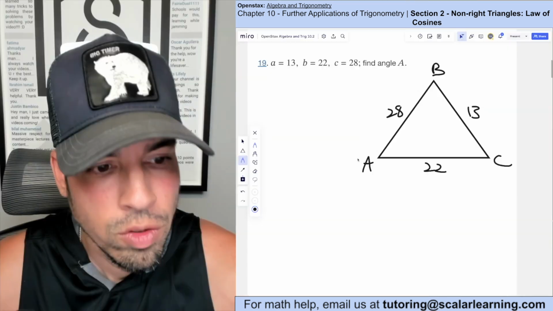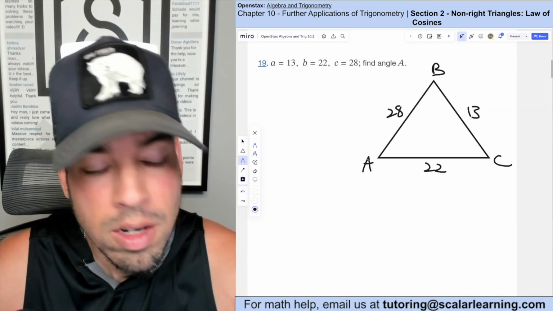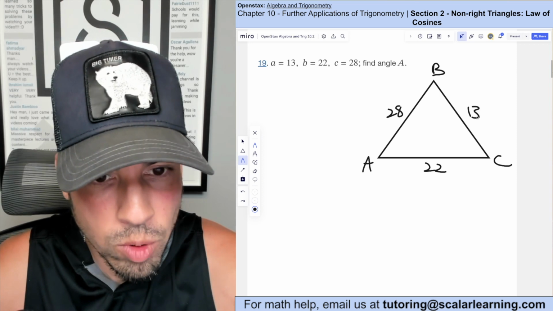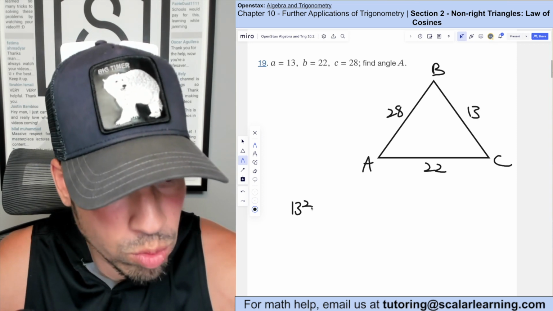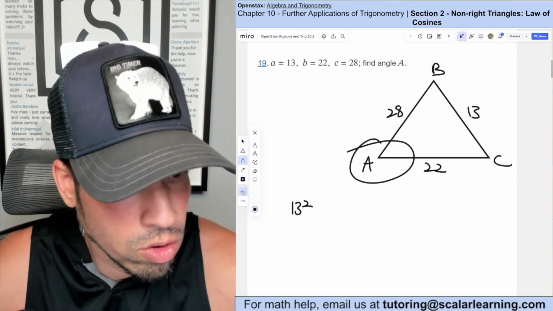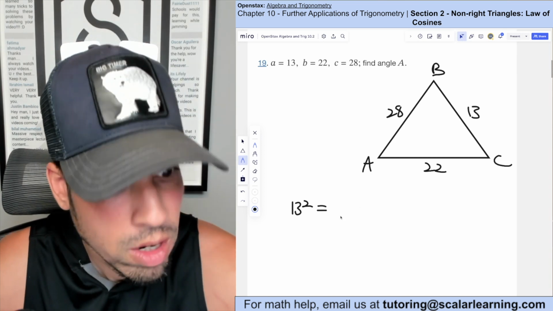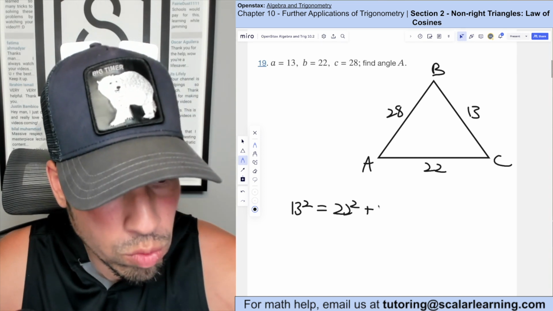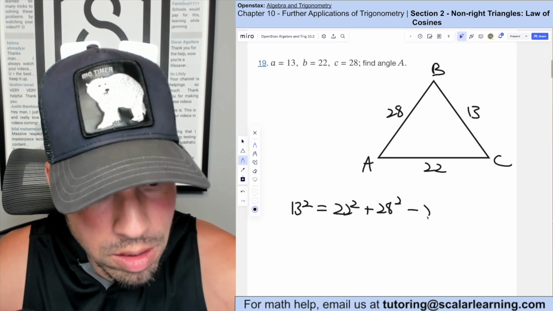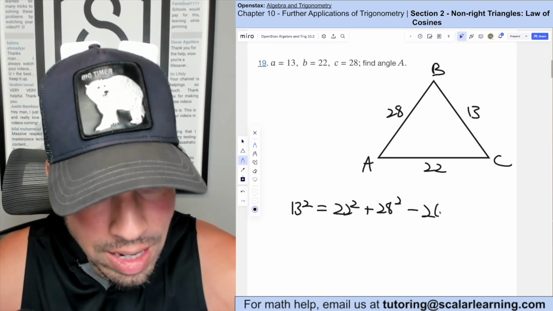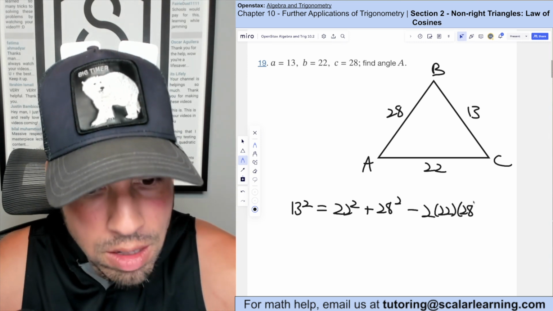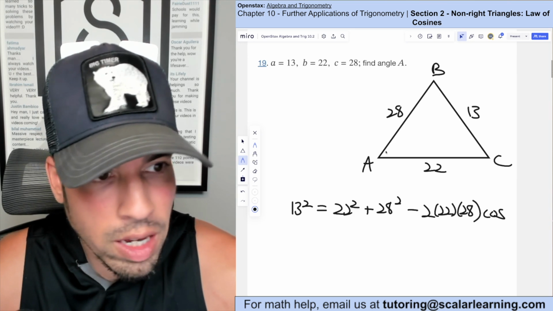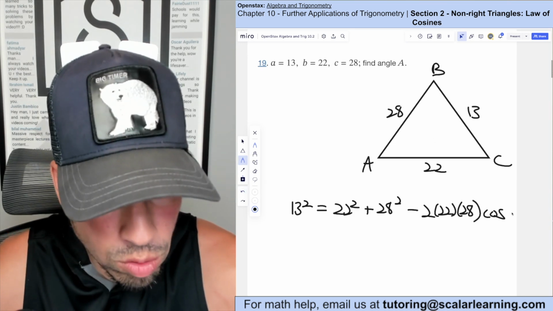Boom, done. So for this one, we're trying to find angle A. So using law of cosines, I'm going to say 13 squared because we're starting with the side that's opposite the unknown angle that we're trying to solve for. 13 squared equals the other two, 22 squared plus 28 squared minus 2 times those other sides, again, 22 and 28, and then times cosine of the angle we're trying to find. In this case, it's A, so we'll put A in here.